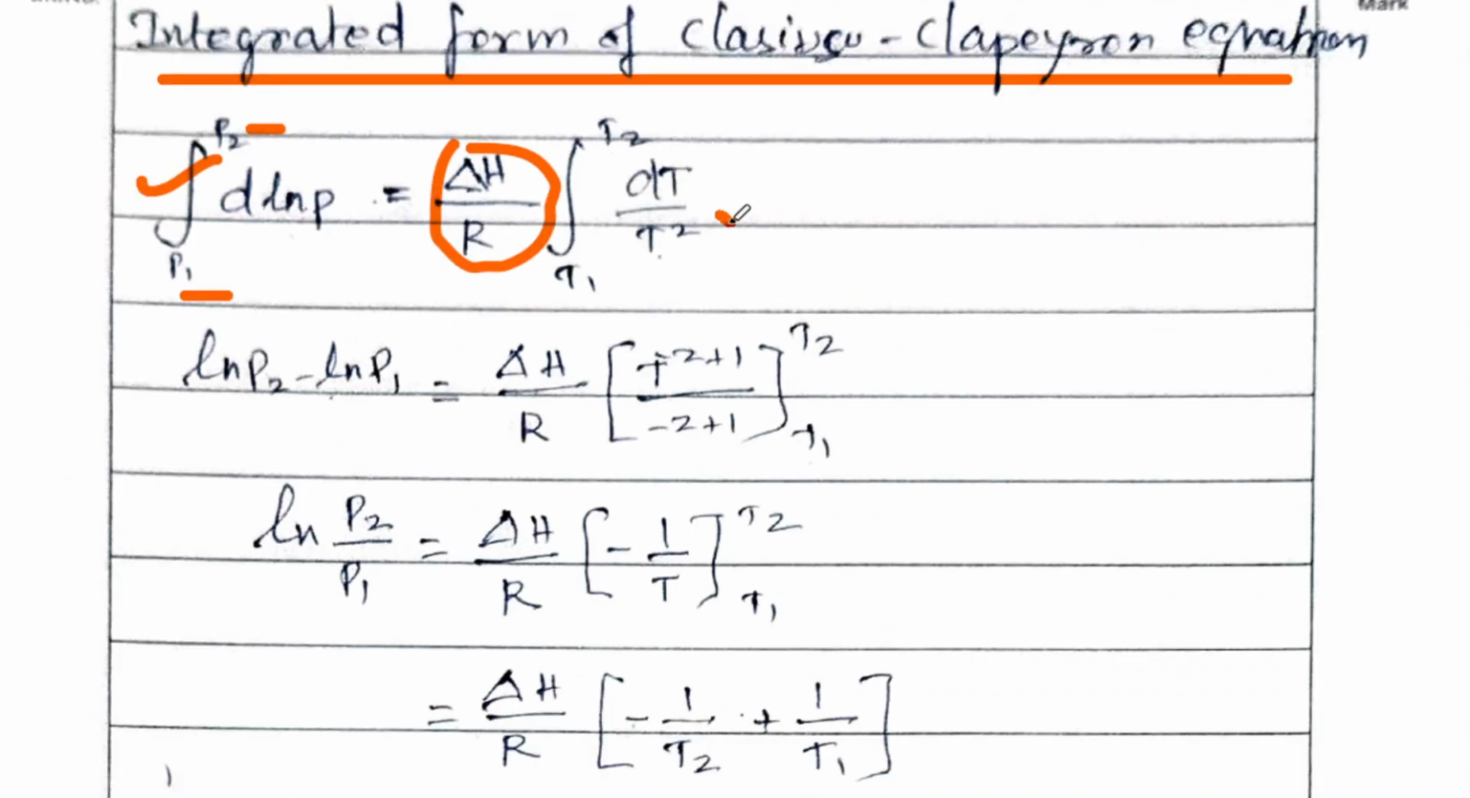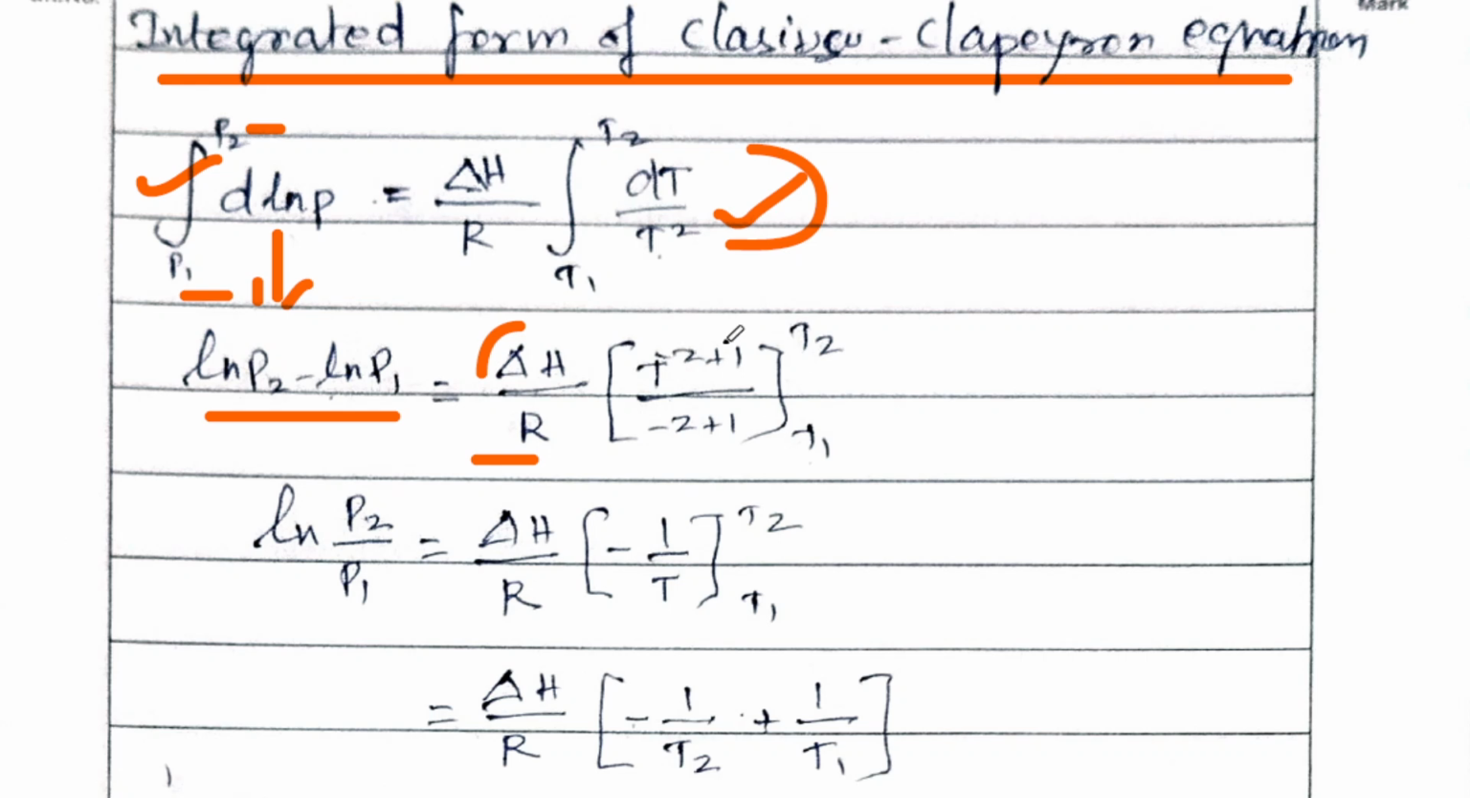Upon integration, now let us integrate this equation. This dlnP, when integrated, becomes lnP. Upon applying the upper limit minus the lower limit, I get lnP2 minus lnP1, that is equal to delta H by R. The same thing here, and here I integrate minus 1 by T square. The T square, when it goes to the numerator, becomes T power minus 2, according to the integration formula.